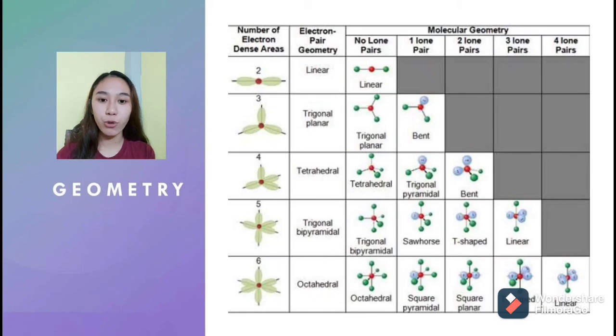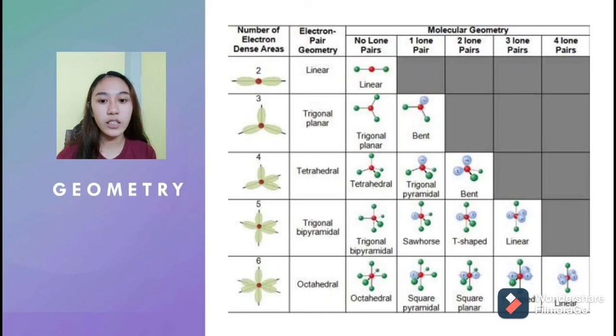Please take note that for the geometry of trigonal bipyramidal, the bond angle between equatorial orbitals is 120 degrees away from each other, while the bond angle between the axial and equatorial orbitals is 90 degrees, except of course for the 5 electron dense areas of a molecular geometry with 3 lone pairs. It will assume the linear geometry which has a bond angle of 180 degrees.